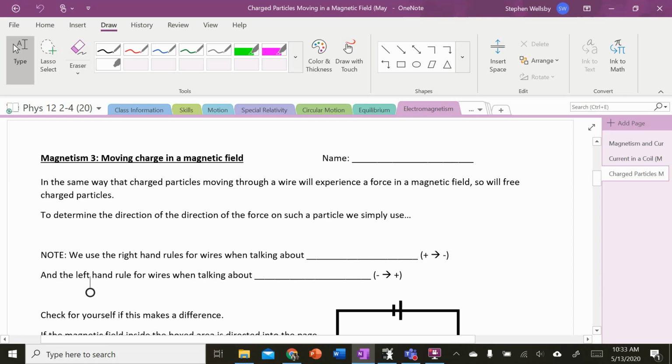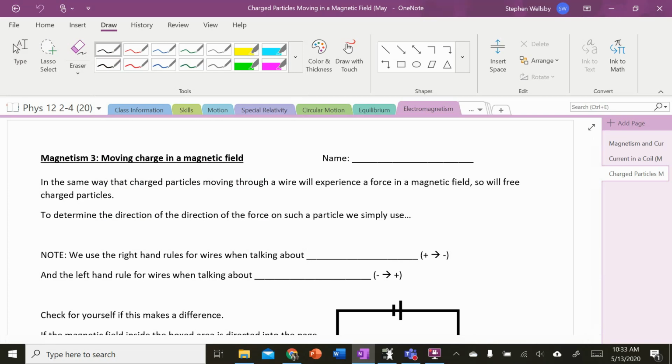Welcome back to Physics 12, week 3 of magnetism. Today we're going to be talking about moving charges in a magnetic field. In the same way that charged particles moving through a wire will experience a force in a magnetic field, so will free moving charged particles.